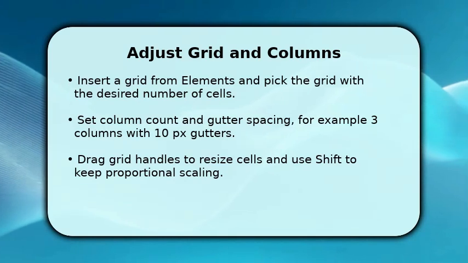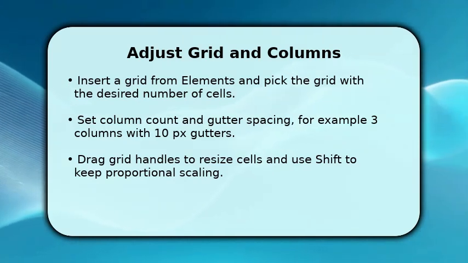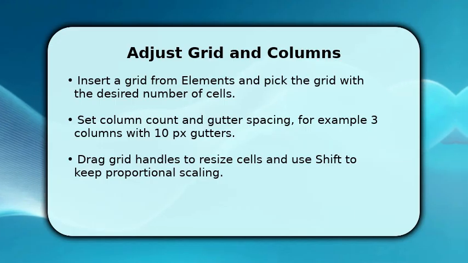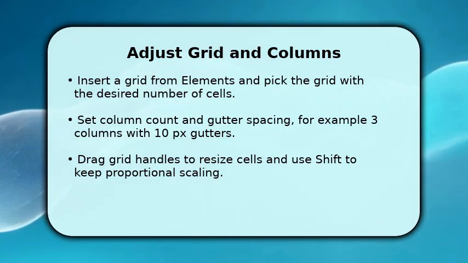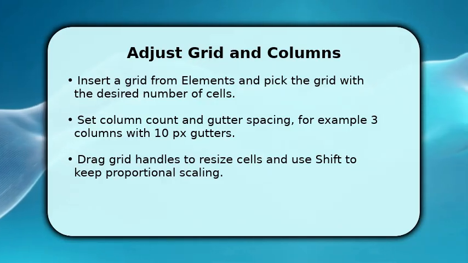Open Elements and search for Grid to insert a grid layout into your canvas. Pick a grid that matches your desired column count and cell arrangement for predictable spacing. Use layout options to set 3 columns and change gutter spacing to 10px for consistent margins. Drag the grid handles to resize cells and hold Shift to maintain proportional scaling during adjustment.